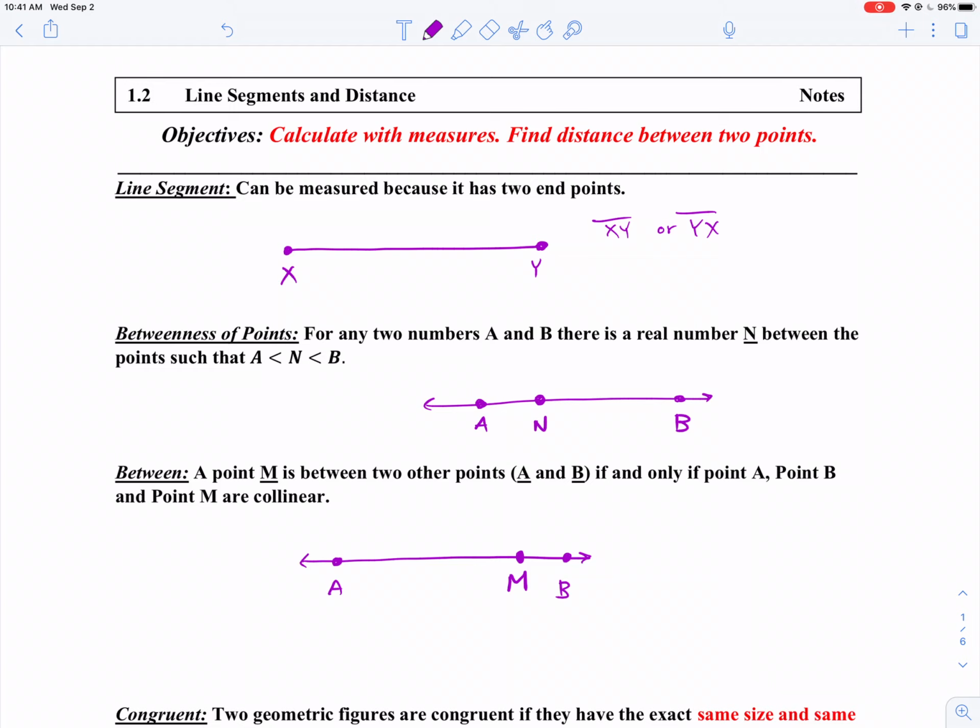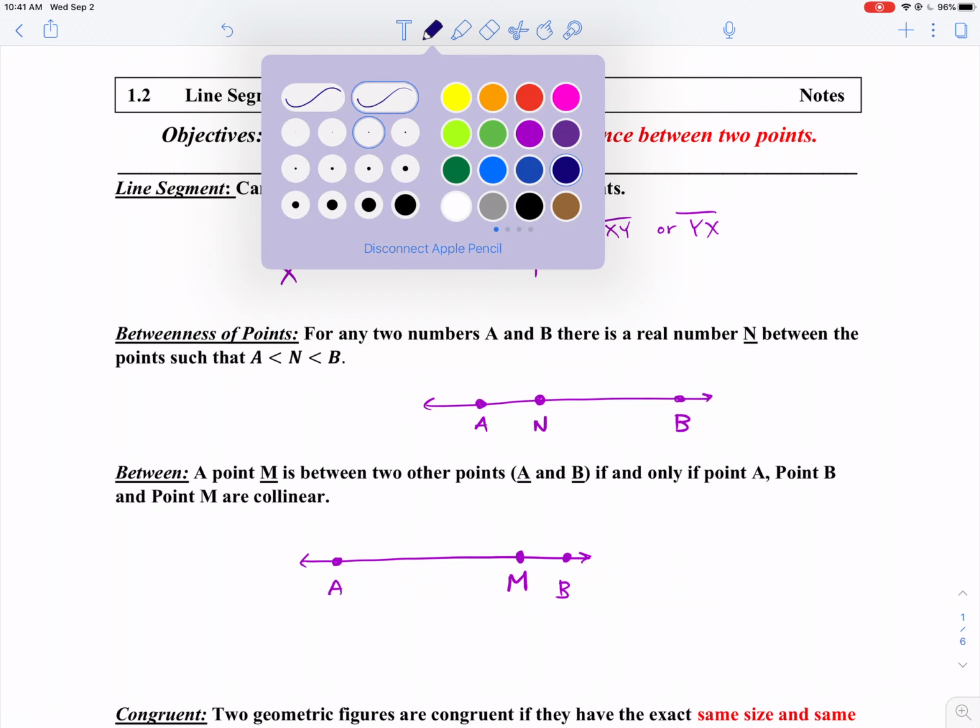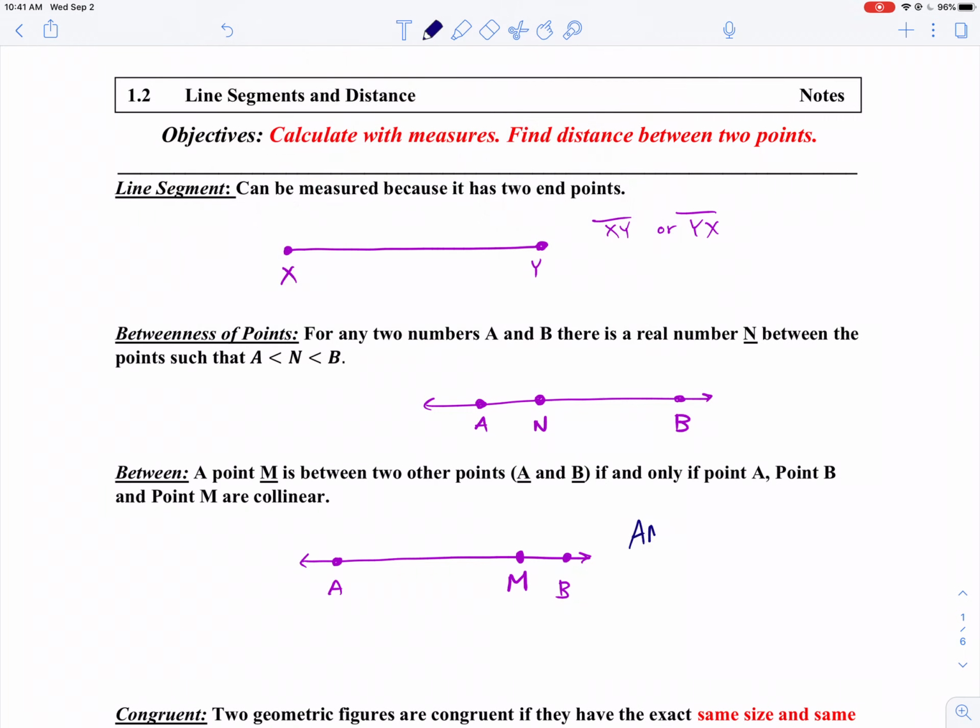Okay? So it's really important for the betweenness of points that we see that if I take the two smaller pieces, so if I say segment AM and I add it to segment MB, that it's going to equal the total of my whole segment. Okay? Alright, moving on to the next part. I want to make sure we understand as well that AB is this length here. Okay?